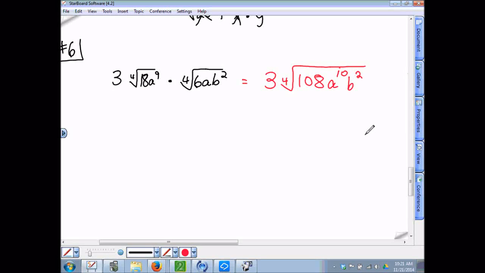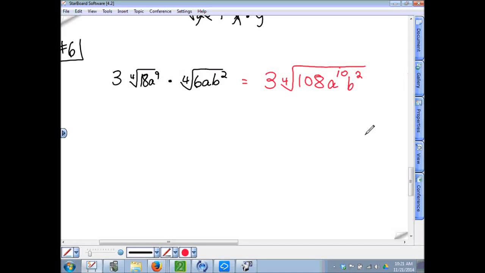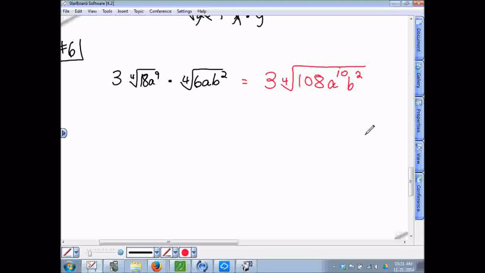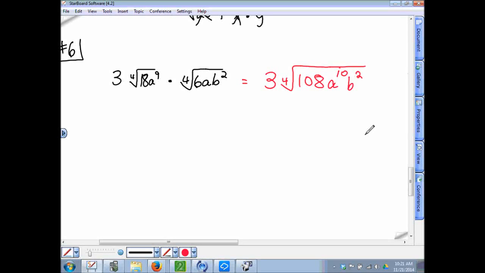You remember that list of perfect fourths I had you write down a moment ago? 16, 81, 256. Do we need those divided into 108? 27, Mike. But yeah, that would be a perfect cube. So the only options for perfect fourths were 16 and 81. None of those divide into 108. So what does that mean about 108? It stays 108. That's kind of cool.